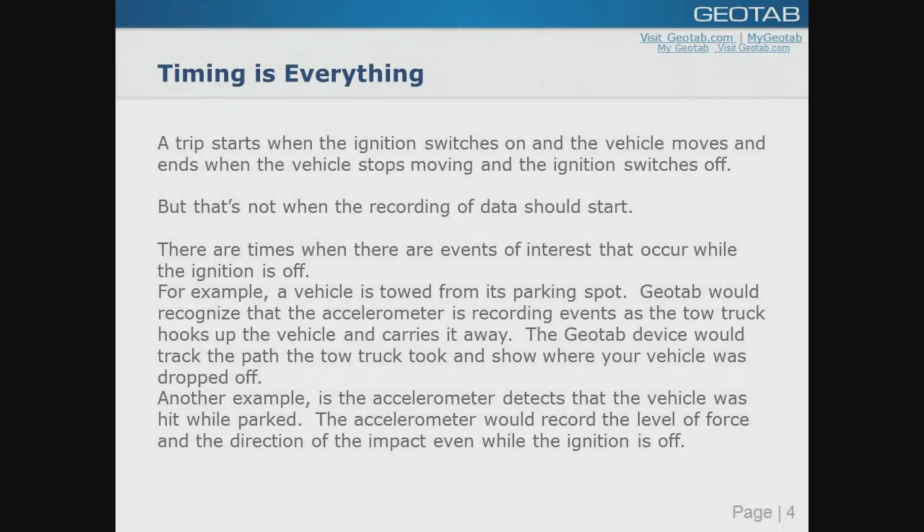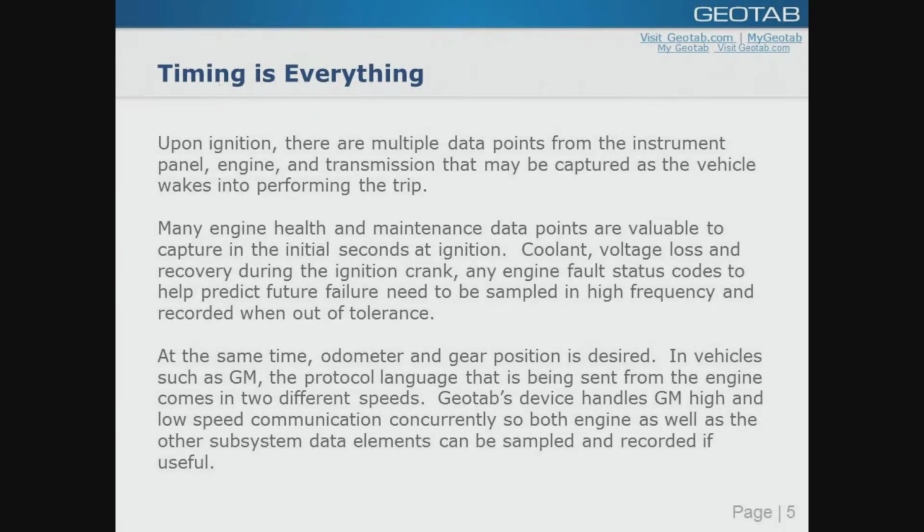Okay, upon ignition, we first start the vehicle. If you've ever looked at the engine status data in the Geotab software, you'll see there's a ton of beginning of trip data points that are captured, and then there's another whole set of end of trip data points that are captured. Knowing what the instrument panel is doing, what the engine's doing, where the transmission is, can help you understand what's happening in the vehicle.